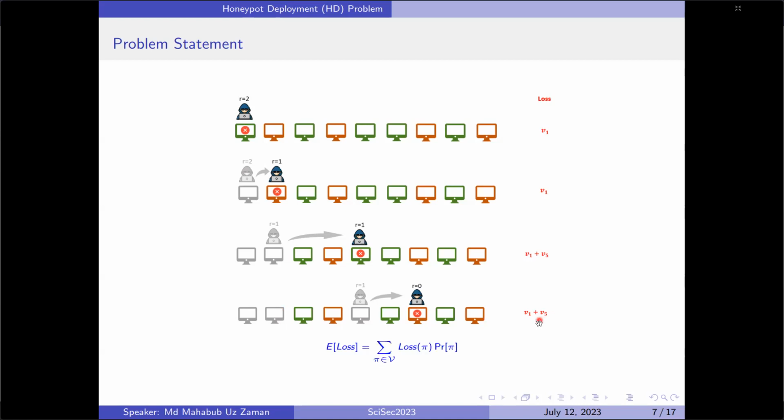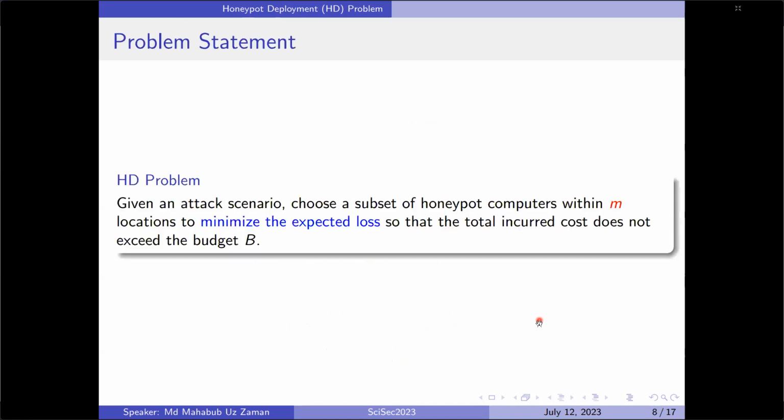And from a given sequence, we can calculate the loss of that sequence. And also we have a probability of occurrence of that sequence. And from that, cumulatively, we can get an expected loss. So our task is to minimize the expected loss. So yeah, that's the problem statement. If we give a standardized form, then the problem statement stands: given an attack scenario, we have to choose a subset of honeypot computers within n locations to minimize the expected loss so that the total incurred cost does not exceed the budget B.